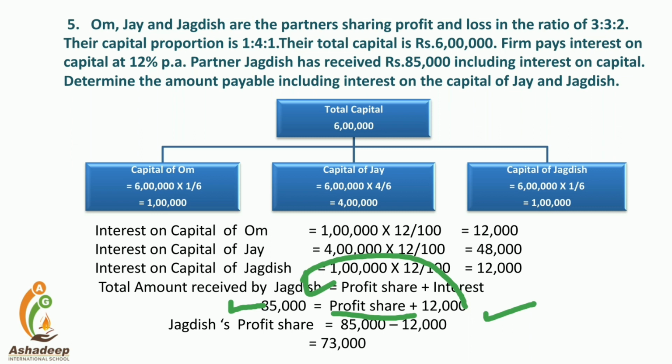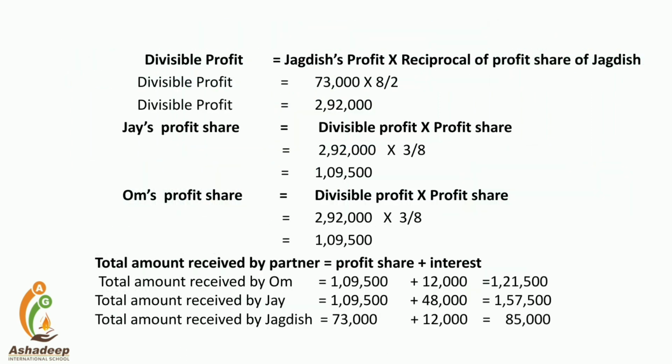Now like our last question, here we also know the value of the profit share of one partner. So what can we find? Yes, we can find divisible profit with the help of this formula, that is divisible profit is equal to Jagdish's profit multiply reciprocal of profit share of Jagdish. So divisible profit is equal to Jagdish's profit 73,000 multiply his share is 2 by 8, so his reciprocal will become 8 by 2. By multiplying it, we get divisible profit as rupees 2,92,000.